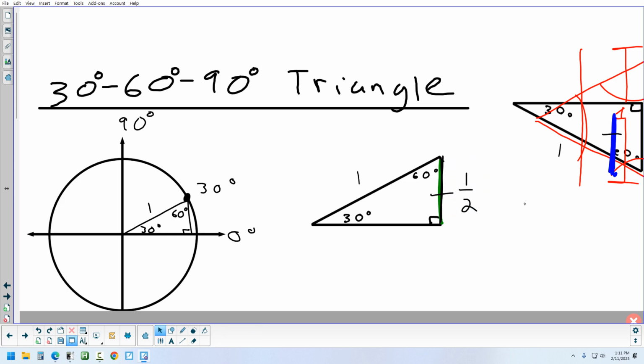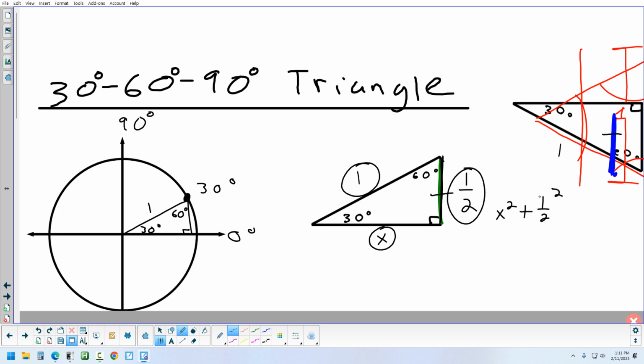Okay, so now we know that side's a half. We still don't know the bottom side, but what could I call it temporarily? X. Yeah, we'll just call it x. And now you know 2 out of 3 sides, so let's use the Pythagorean theorem. How would the Pythagorean theorem look setting it up with those 3 things? So that's x squared plus a half squared equals 1 squared. Okay, what's a half times a half? That's a quarter. And 1 squared is 1.